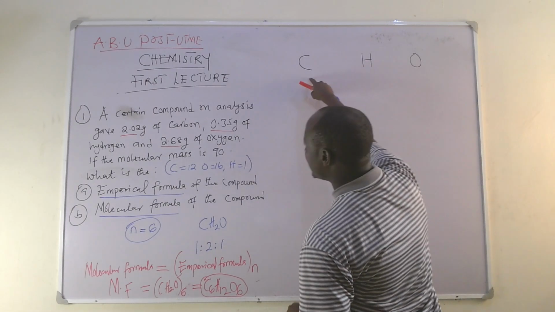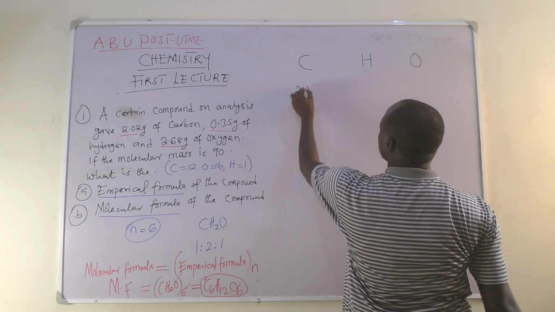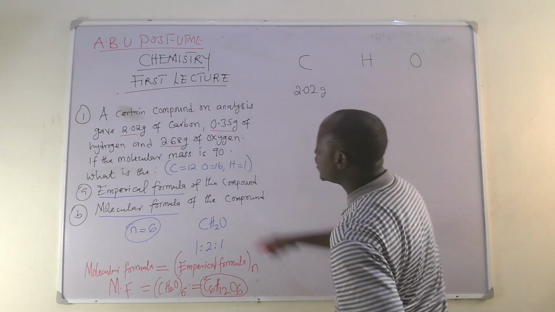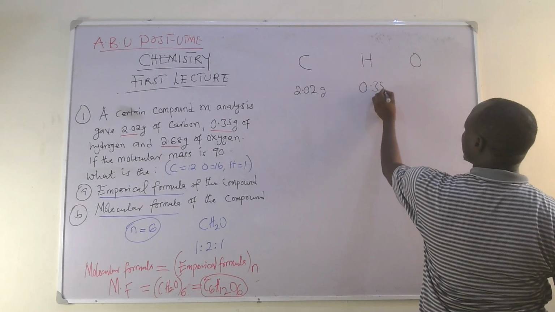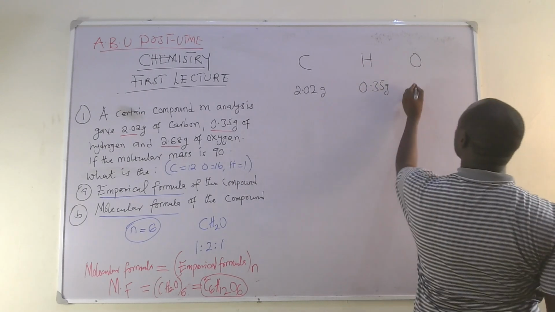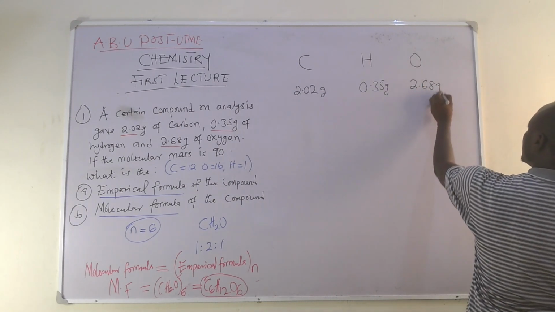So we have carbon, and the mass of carbon from here is 2.02 gram, and then the mass of hydrogen is 0.35 gram, and for the oxygen is 2.68 gram. So what are we going to do?